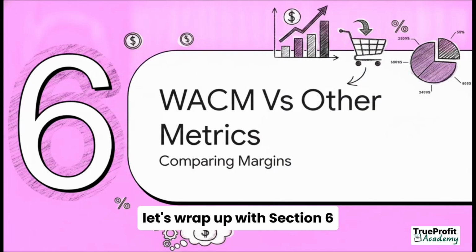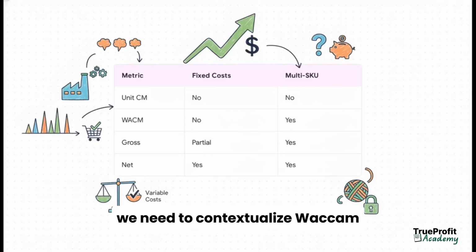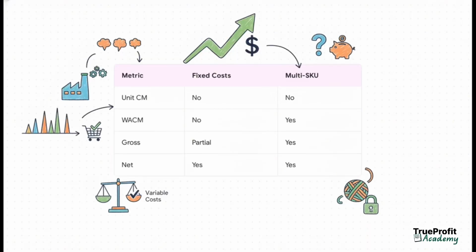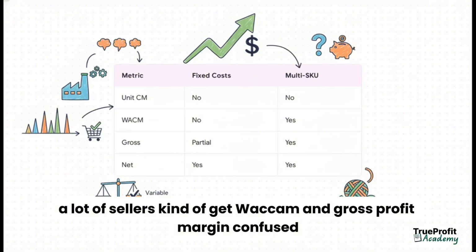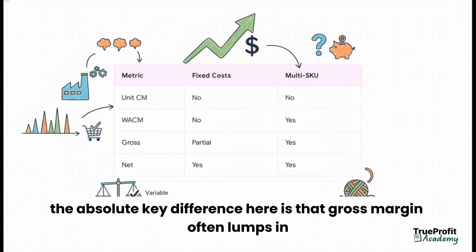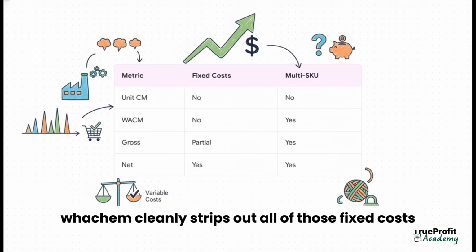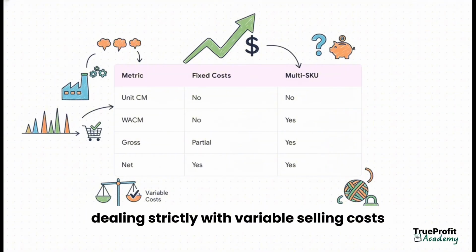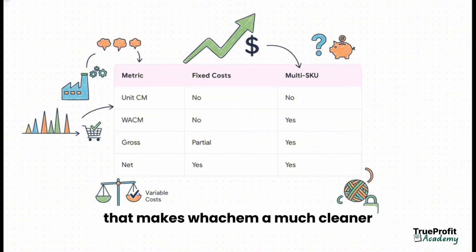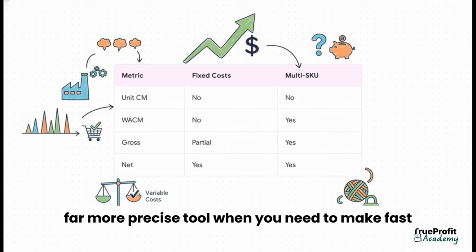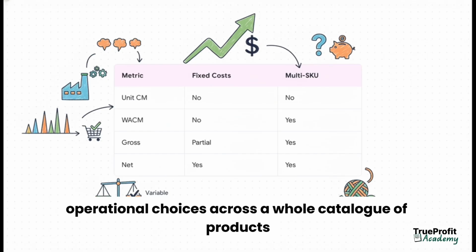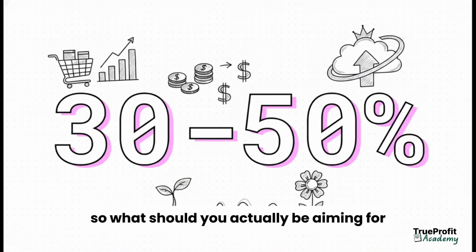Let's wrap up with Section 6, WACM versus other metrics. We need to contextualize WACM within the broader financial picture of your business. A lot of sellers kind of get WACM and gross profit margin confused. The absolute key difference here is that gross margin often lumps in fixed manufacturing overhead through your cost of goods sold. WACM cleanly strips out all of those fixed costs, dealing strictly with variable selling costs. That makes WACM a much cleaner, far more precise tool when you need to make fast operational choices across a whole catalog of products.